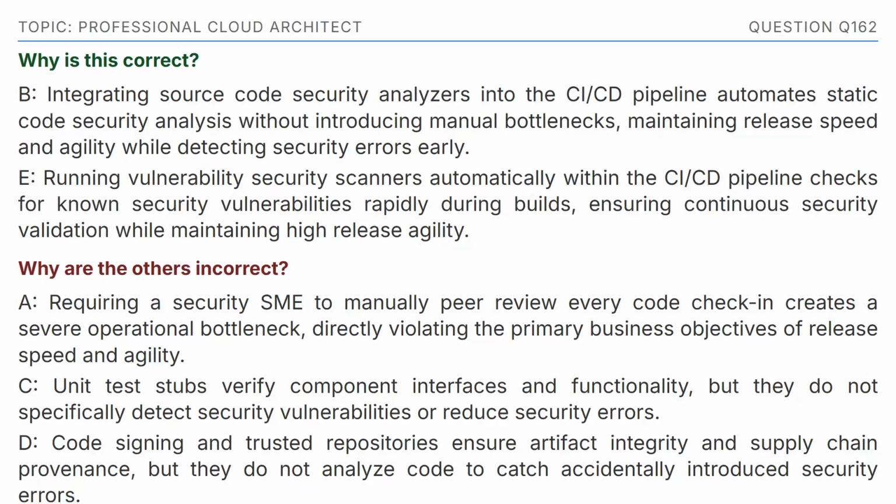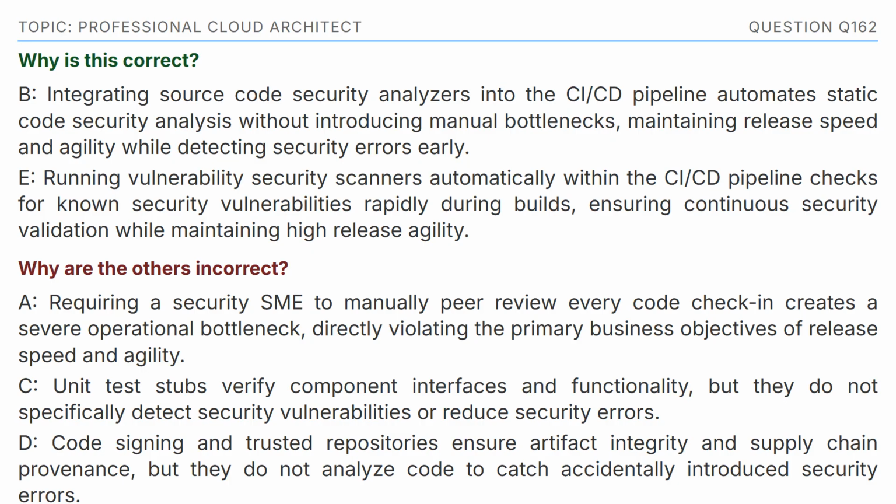Why is this correct? B. Integrating source code security analyzers into the CI/CD pipeline automates static code security analysis without introducing manual bottlenecks, maintaining release speed and agility while detecting security errors early. E. Running vulnerability security scanners automatically within the CI/CD pipeline checks for known security vulnerabilities rapidly during builds, ensuring continuous security validation while maintaining high release agility.